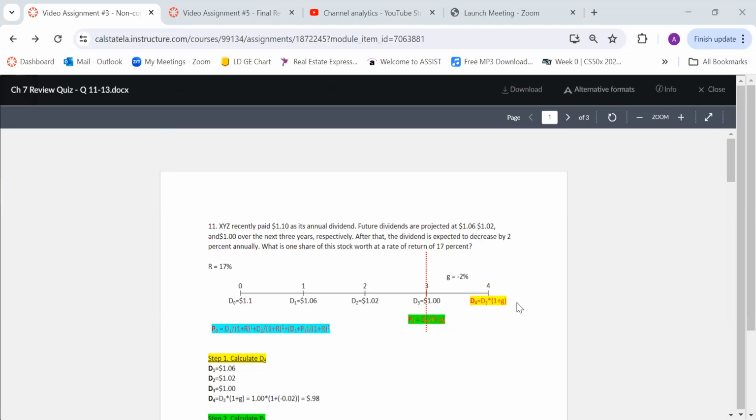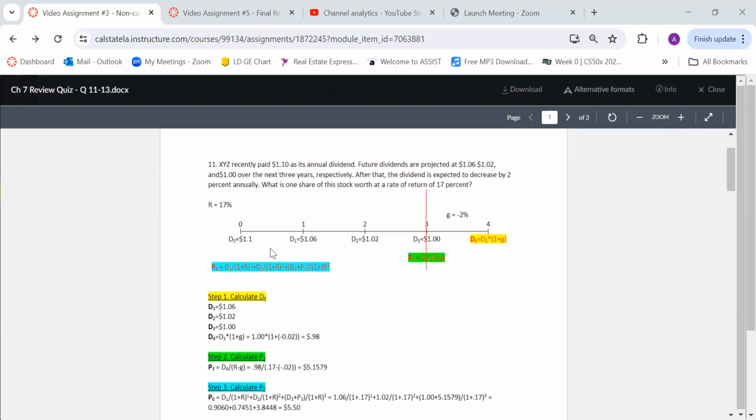Okay, we're going to be starting off video assignment number 3. Question number 11 states: XYZ recently paid $1.10 as its annual dividend. Future dividends are projected at $1.06, $1.02, and $1 over the next 3 years, respectively. After that, dividends are expected to decrease by 2% annually. What is one share of the stock worth at the rate of return of 17%?